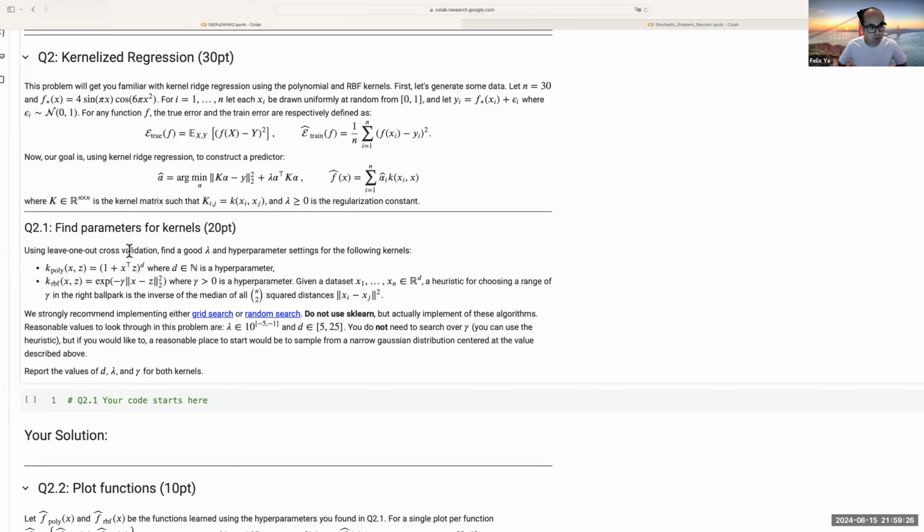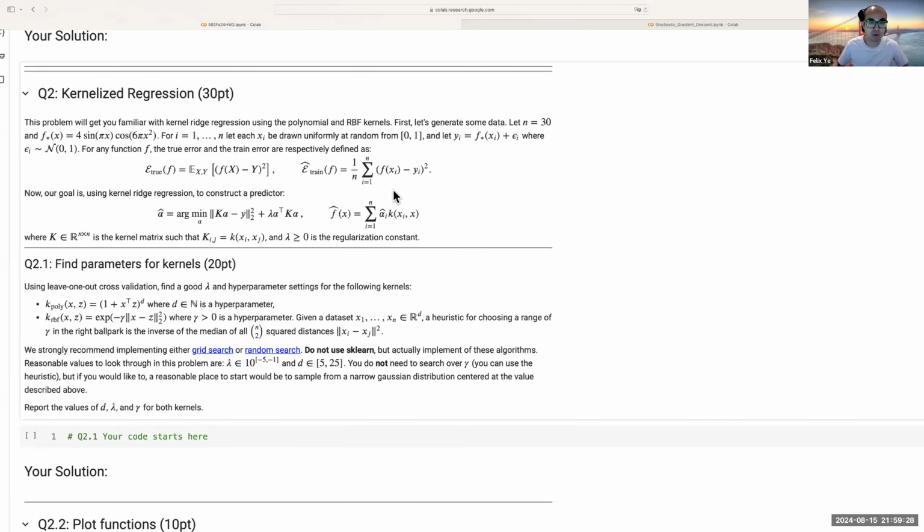Here, of course, there are a lot of parameters you need to choose, for example, what lambda you should be choosing. That is something you need to find out using cross-validation. First things first, you are going to use leave-one-out cross-validation.